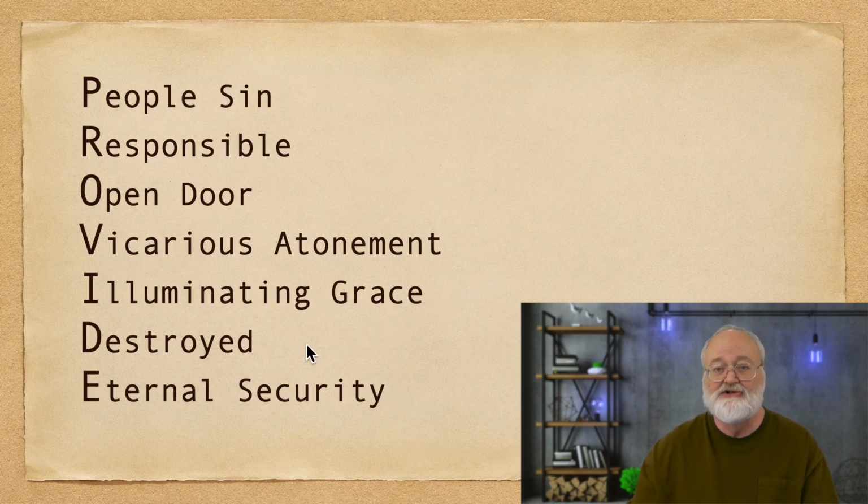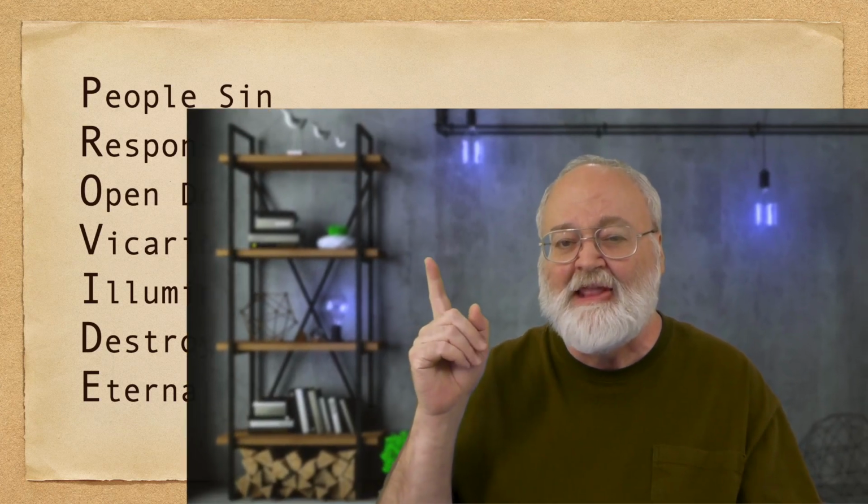Then D, destroyed, that's a disembodied past participle, possibly acting as an adjective. We can't really tell for sure without digging deeper. And then by the time we get to the last one, eternal security, I don't know about you, but I've already lost interest. This acrostic is useless as a mnemonic device.